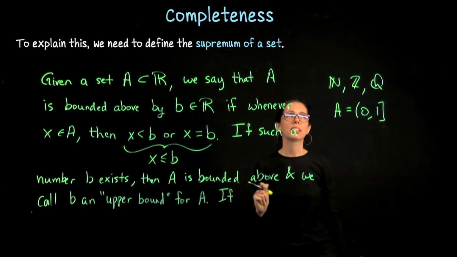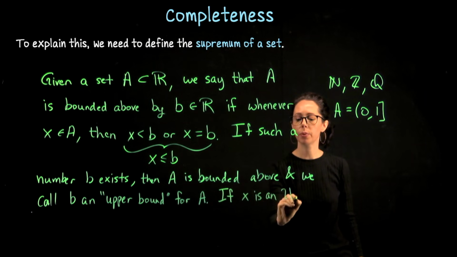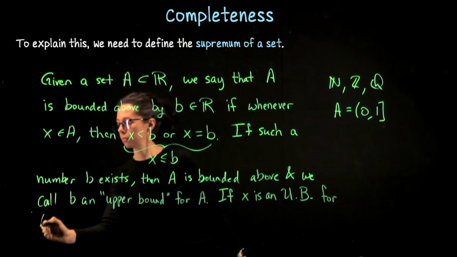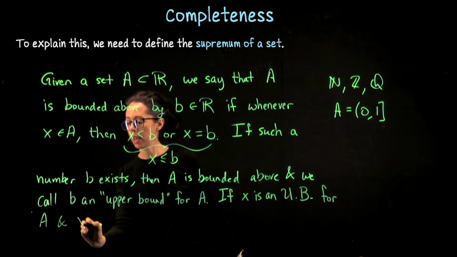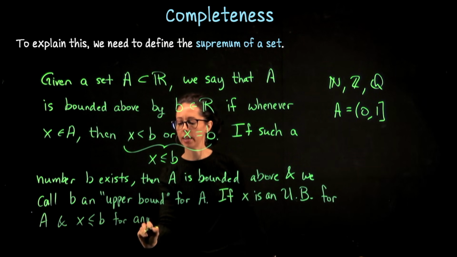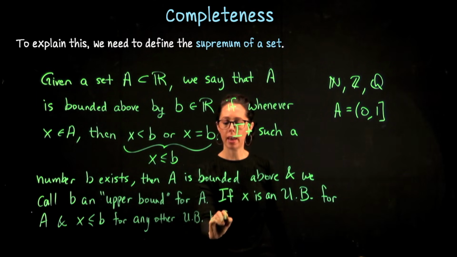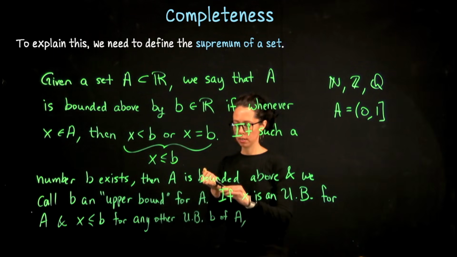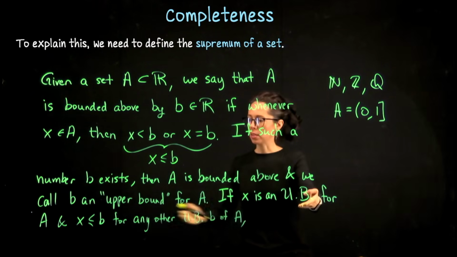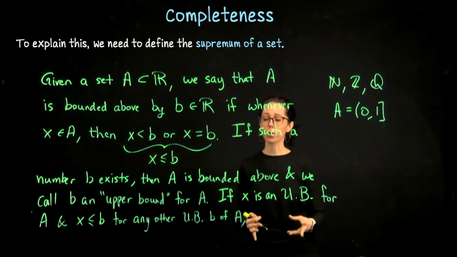If x is an upper bound, which I'll abbreviate UB, if x is an upper bound for A and x is less than or equal to B for all other upper bounds B, so let me write for any other upper bound B of A, this marker is giving up. So x is an upper bound and it's less than or equal to every other choice of upper bound that you could make. You call x the supremum of A.